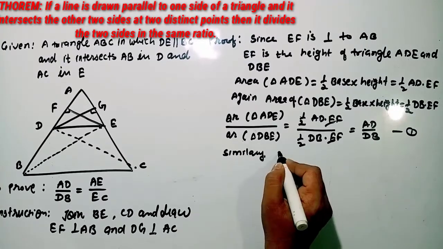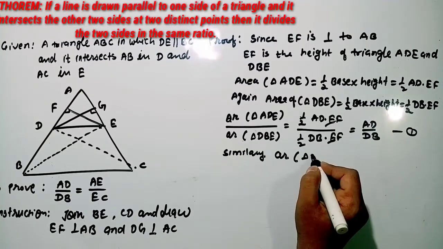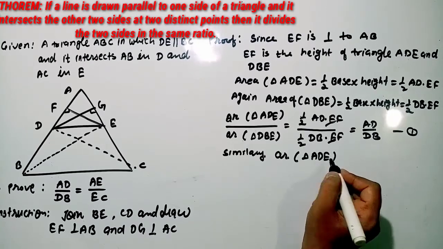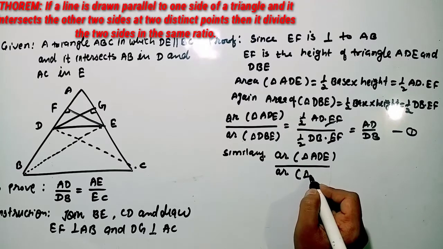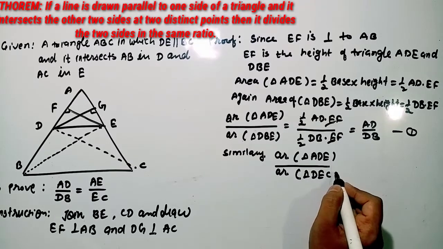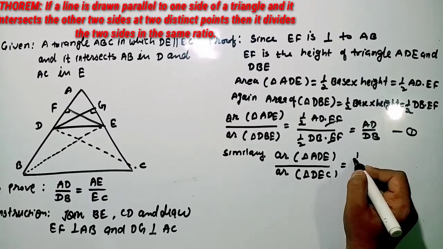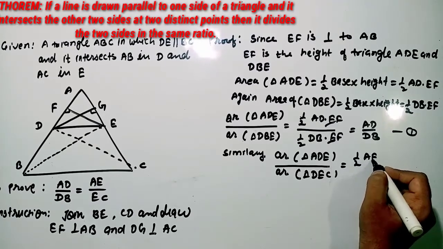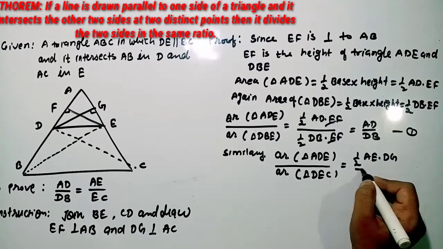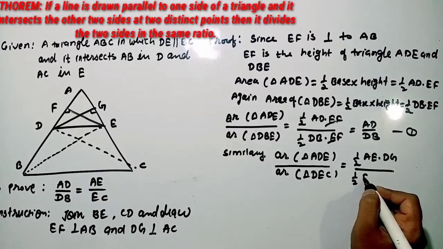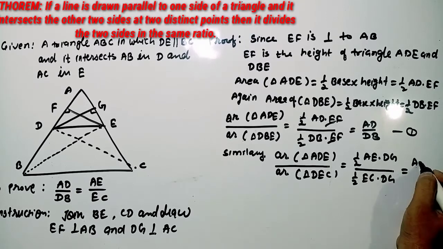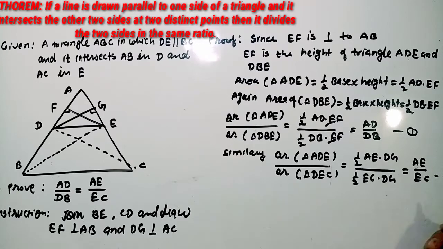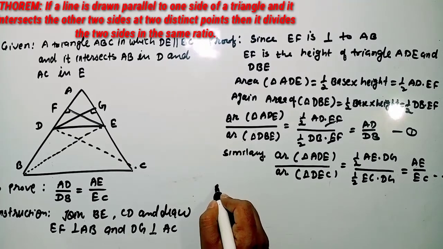Similarly, students, now in the lower half of the parallel line DE, area of ADE upon area of DCE, 1 by 2 AE into DG and 1 by 2 EC into DG. So simplifying over here, we are getting AE upon EC. This is result 2.